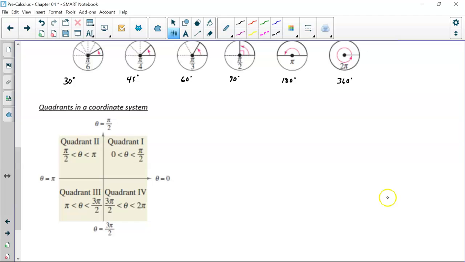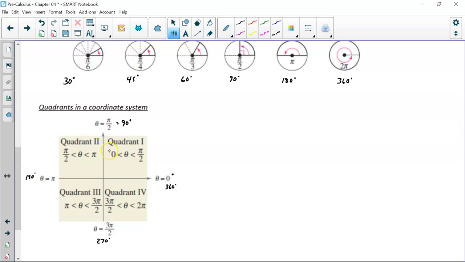When we talk about the coordinate system, what we have here is radians in terms of pi. So theta equals 0, theta equals pi over 2, which you can also think of as 90 degrees. Pi is 180 degrees. 3 pi over 2 is 270 degrees. And then 0 degrees, or 360 degrees, gets us back to starting a new circle.